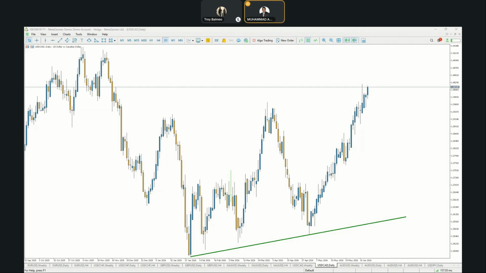Overall analysis is that Canada's RMPI is expected to show a significant decline, indicating easing raw material price pressures and potential cooling in producer level inflation.